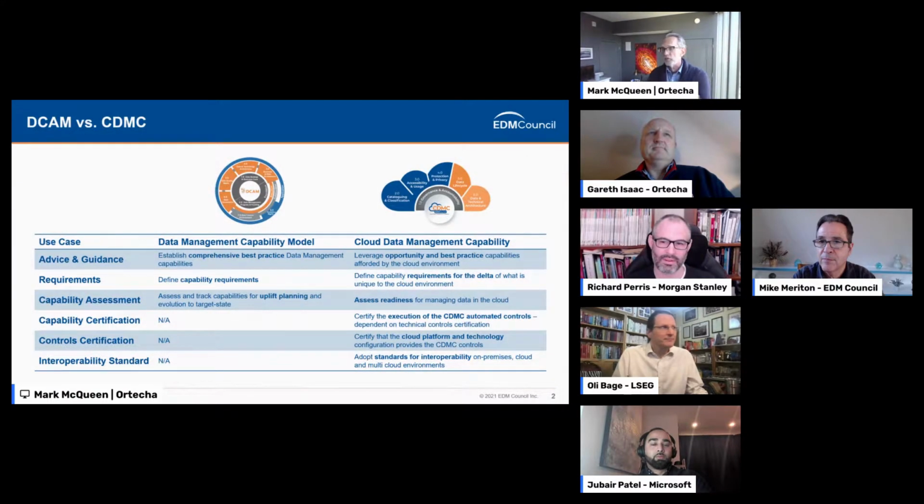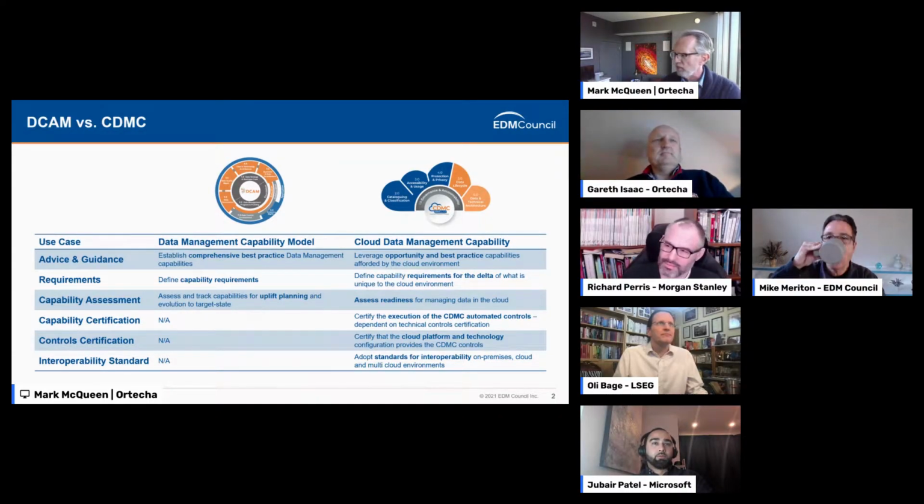So if we look at this from a use case standpoint, this suggests there are 6 use cases for DCAM and CDMC in comparison. So advice and guidance, both are presenting best practice. The best practice in DCAM is comprehensive best practice for what I call data management blocking and tackling. And the best practice that is recommended in the cloud data management capability is around how to leverage the opportunity that's in the cloud and how to automate your data management in that environment.